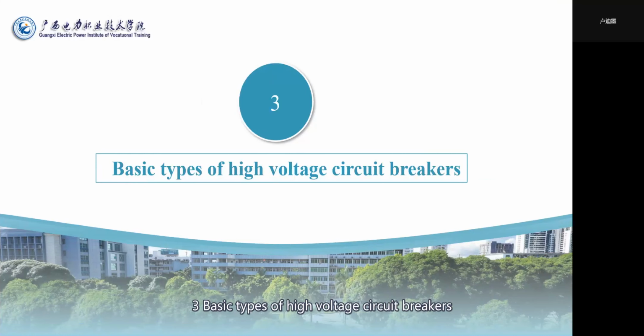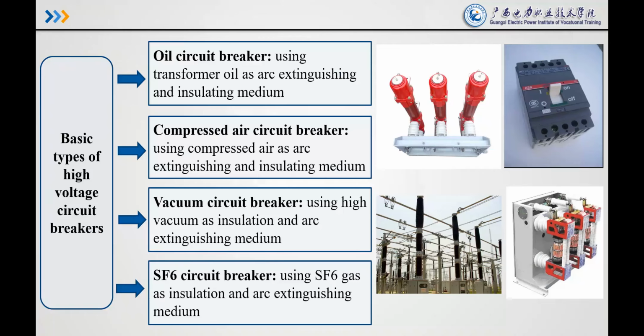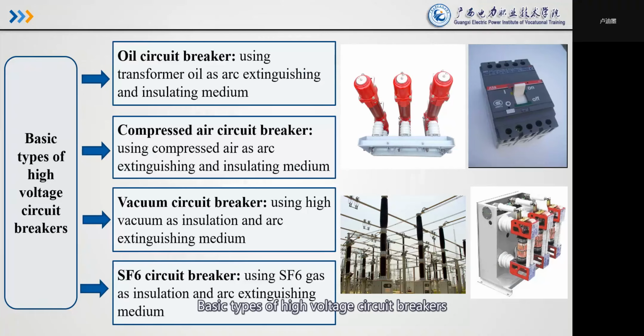3. Basic types of high voltage circuit breakers. Oil circuit breaker: using transformer oil as an extinguishing and isolating medium.